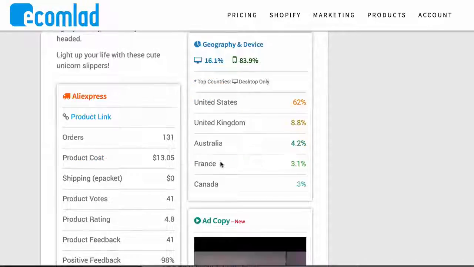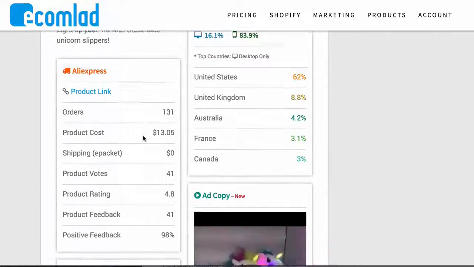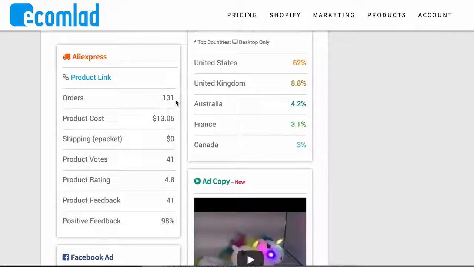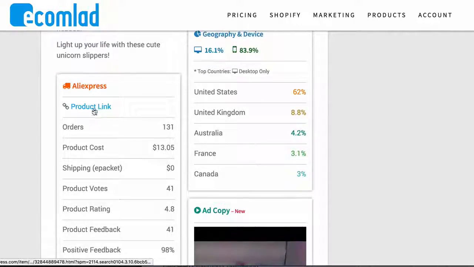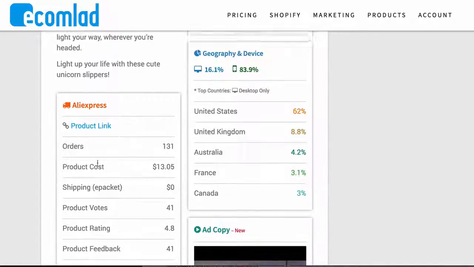So if you keep scrolling down, it gives you the AliExpress general breakdown of how many orders, again, the product cost, product feedback, positive feedback 98%. I guess this is for the specific vendor. So if you click this link, it only gives you one vendor. So if you want different vendors, which is a good idea, you definitely want to go to AliExpress and find different vendors and compare it to what they provide.